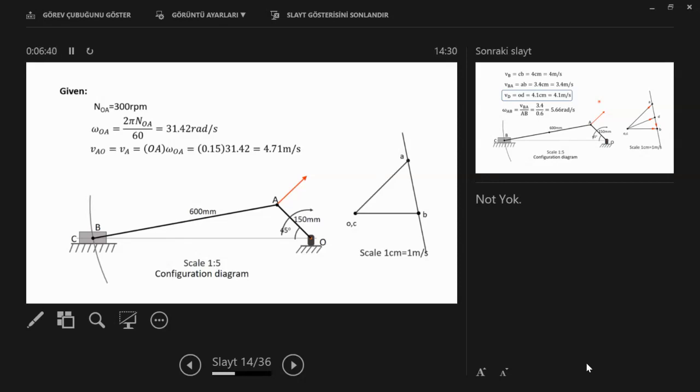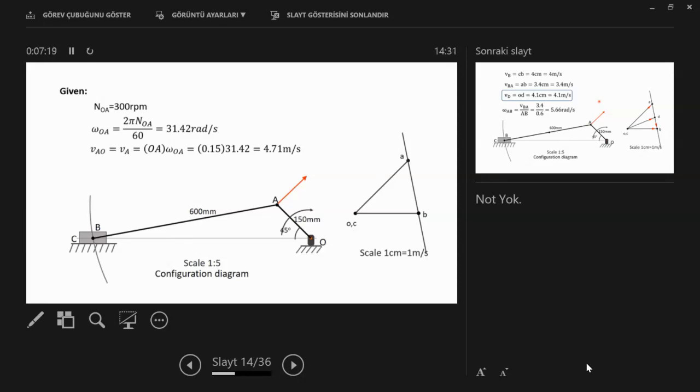Okay. Let's come to B. What is known? We know the direction, because it can move only in the horizontal direction. So the direction is known. Okay, but we don't know the magnitude. And to calculate the velocity of B, we use the relative speed equations.